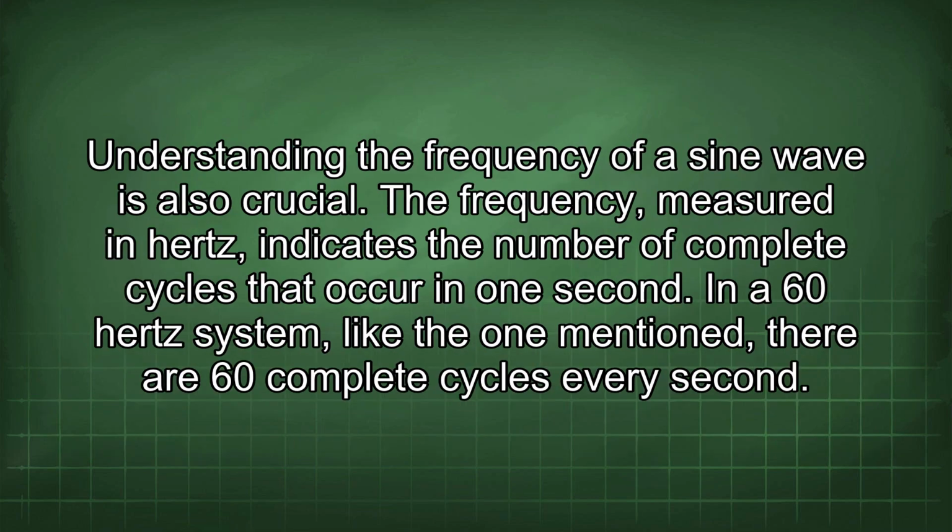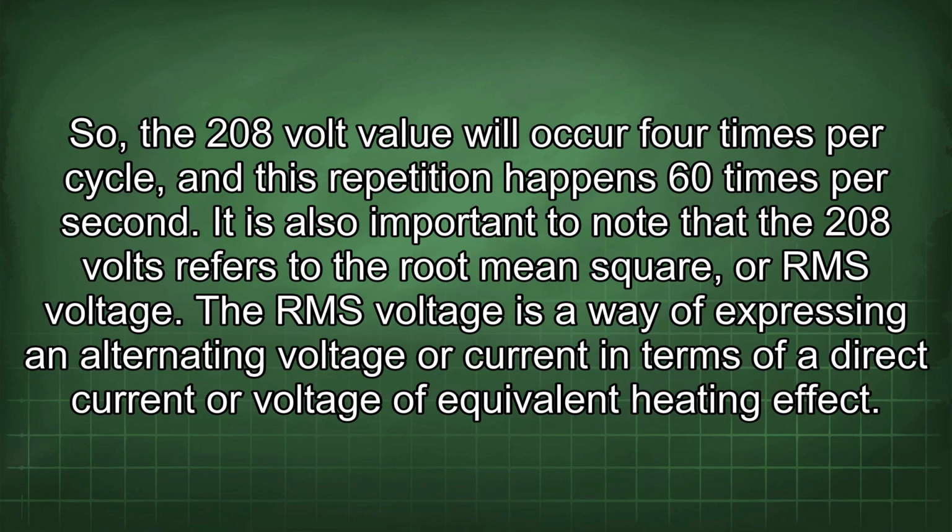Understanding the frequency of a sine wave is also crucial. The frequency, measured in Hertz, indicates the number of complete cycles that occur in 1 second. In a 60 Hz system like the one mentioned, there are 60 complete cycles every second. So, the 208-volt value will occur 4 times per cycle, and this repetition happens 60 times per second.